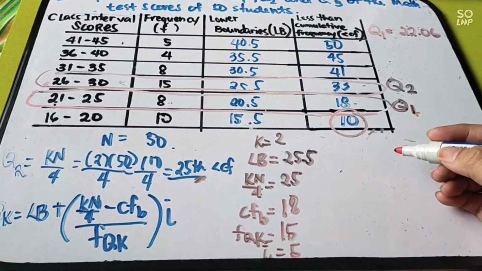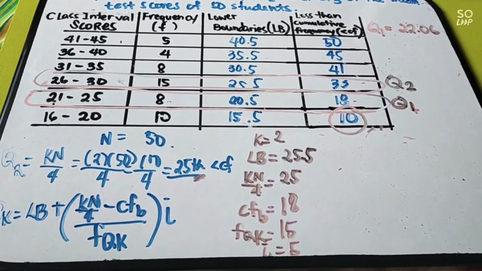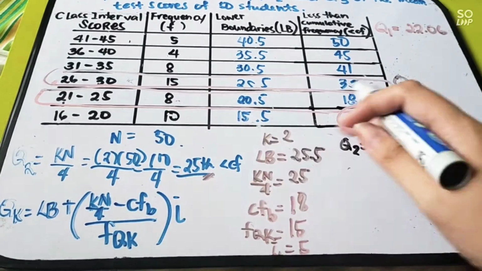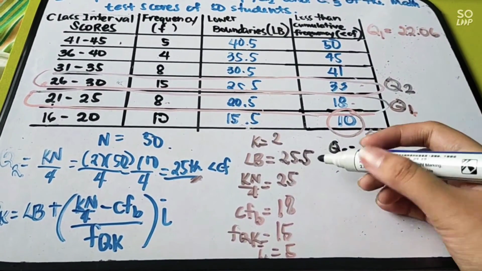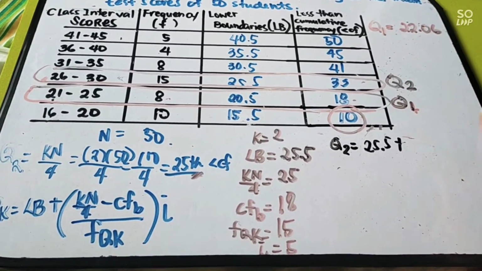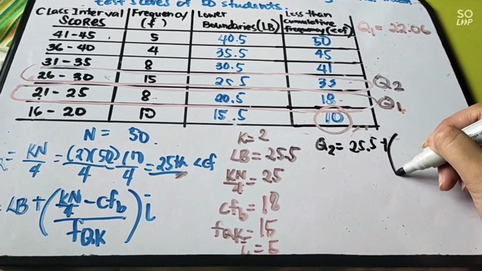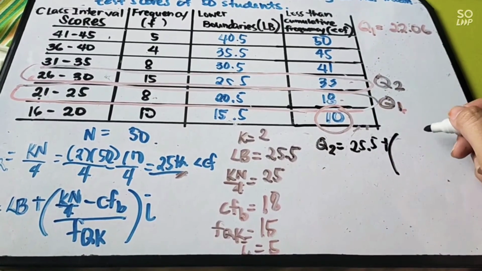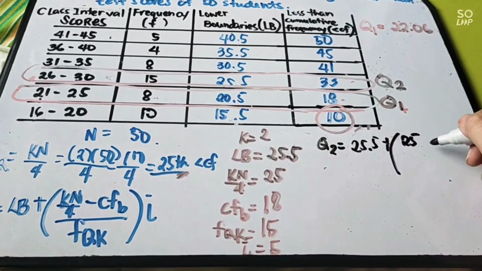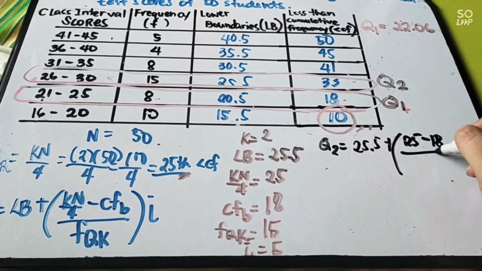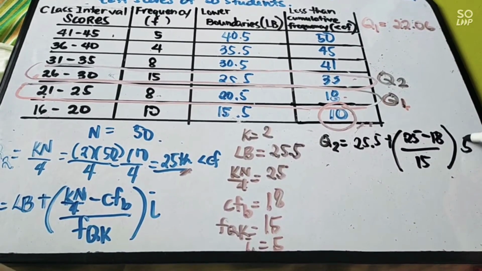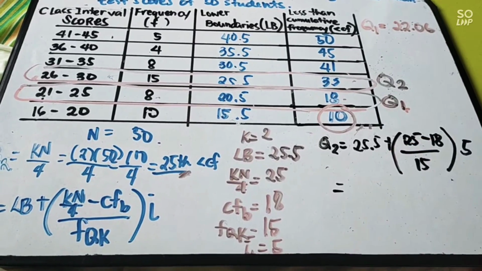Next tayo. Let us substitute. Quartile 2 is equal to your lower boundaries, 25.5, plus, we have multiply it by kn over 4, that is 25. Then your less CF minus 18 over your frequency, that is 15, then multiply it by 5. Now, let us calculate using calculator.